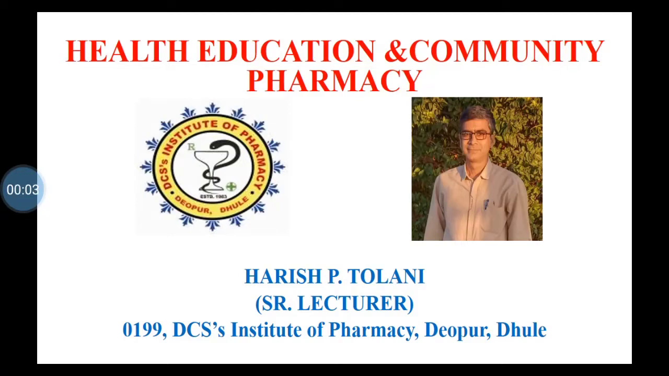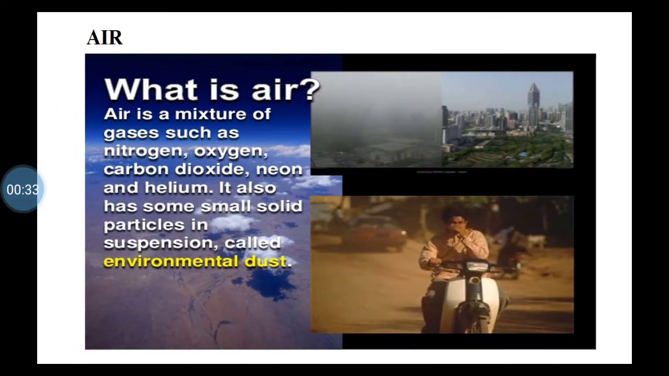Hello everyone. Continuing with the chapter Environment and Health, in that we have seen about water as the environmental factor. Water purification on a small scale we will cover later on. On a large scale, purification we have covered, and there are two methods, slow sand filter and rapid sand filter, isn't it? In today's lecture, we will concentrate on the next important environmental factor, and that is air.